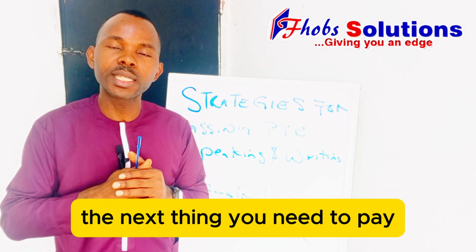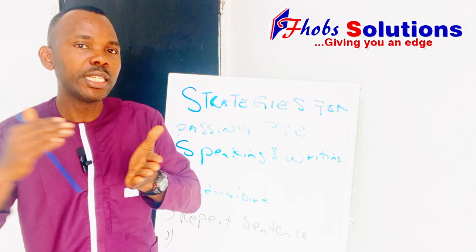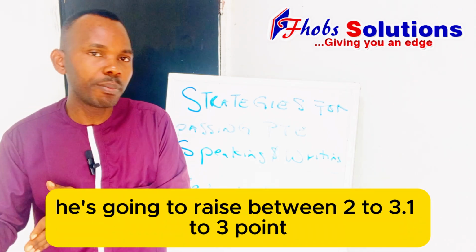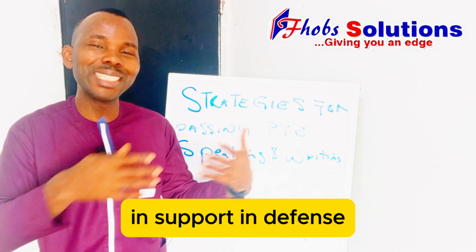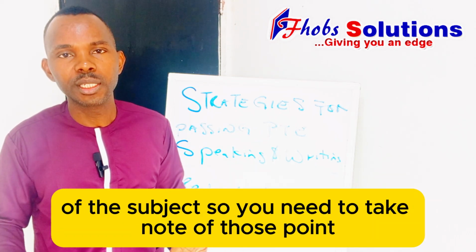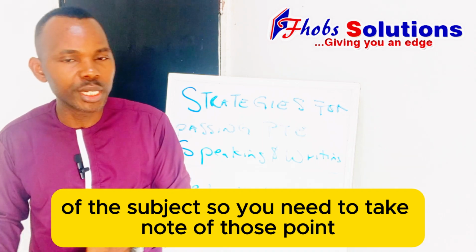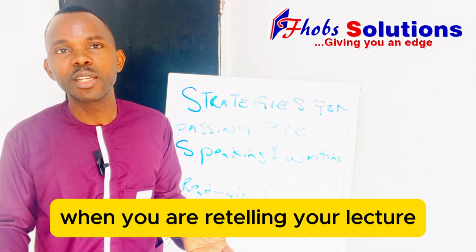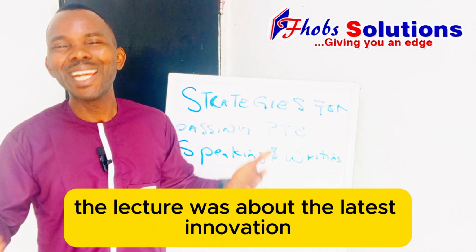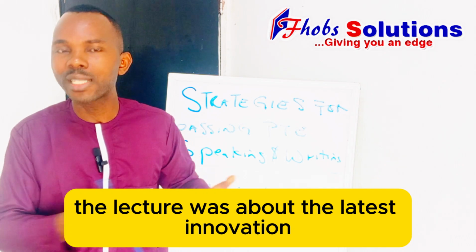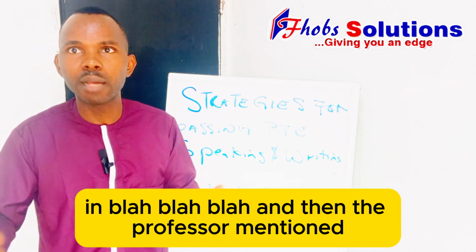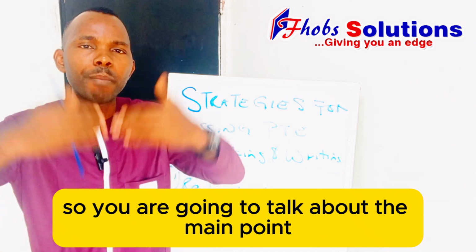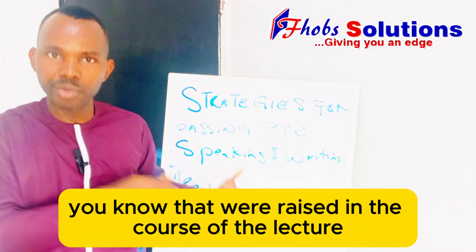The next thing you need to pay attention to are the main points. Depending on what the professor is talking about, he is going to raise between 1 to 3 points in support, in defense, of the subject. So you need to take note of those points. Those points, you are going to retell them when you are retelling your lecture, because you are going to do something like, oh, the lecture was about the latest innovation in blah, blah, blah. And then the professor mentioned, so you are going to talk about the main points.